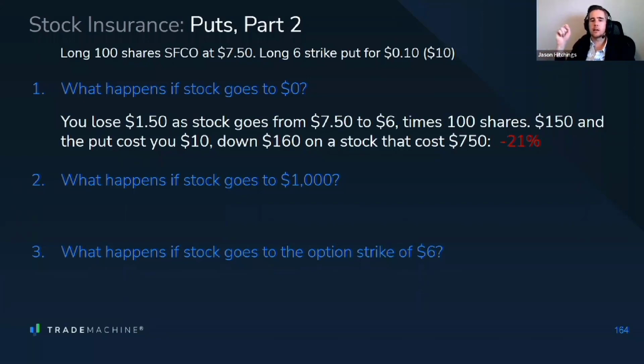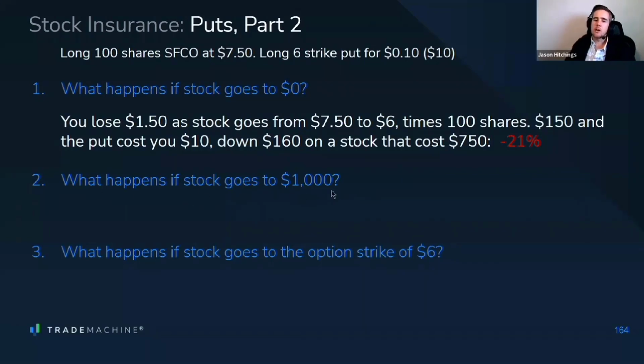And you're going to say, hey, I want to go back in time. As if I could go back in time, I want to sell you the stock at $6 because this thing plummeted. And so that's going to put a floor on your loss at $6. So instead of realizing the entire loss of $7.50 down to 0, you're only going to realize a loss between $7.50 and $6. So you're going to lose $1.50 a share. And then you pay $10 to have that right. So you're down $160, which is 21%, but that's a lot better than being down 100%.